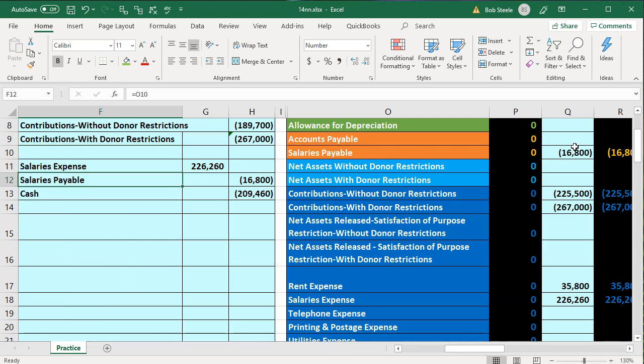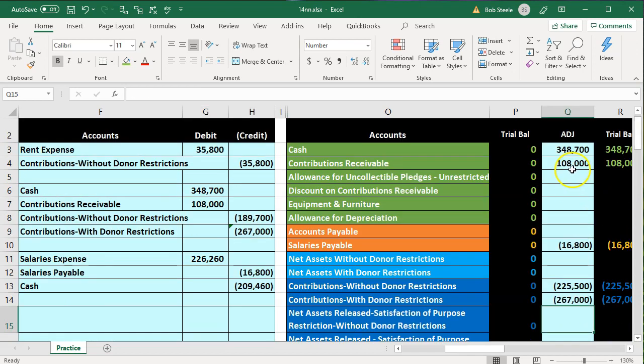And finally, we have the cash. So cash is going to be the 209,460. We're going to be up top. We're in cell Q3, double clicking on it, go into the end of it and plus, and then we'll point to that 209,460 and enter. So there we have that.